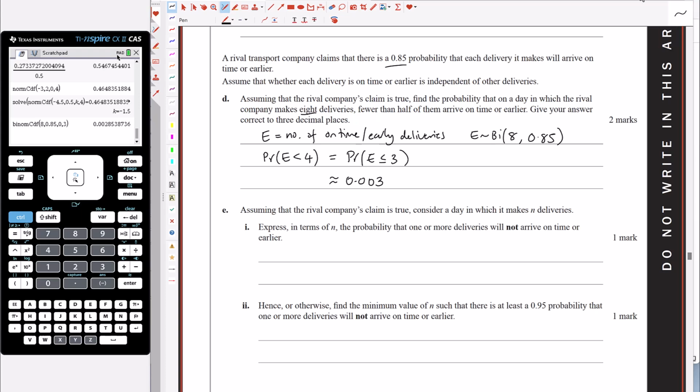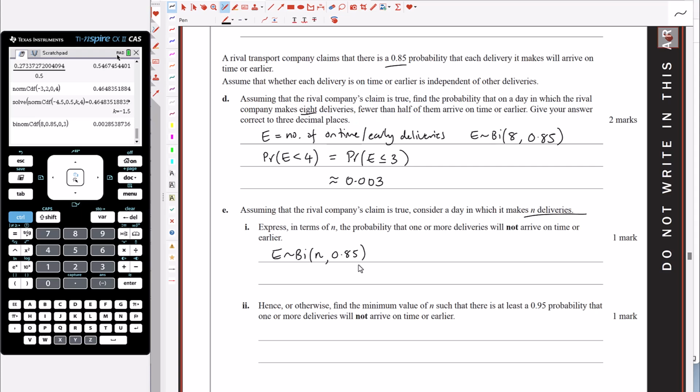Okay, part E. Assuming that the rival company's claim is true, so we can still assume this same binomial distribution, although 8 might not be relevant here. Consider a day in which it makes N deliveries. Now we're going to change. It's still about E, but now E is a binomial variable where the number of deliveries is unknown, but we're still assuming their claim that the probability of an on-time or early delivery is 0.85.